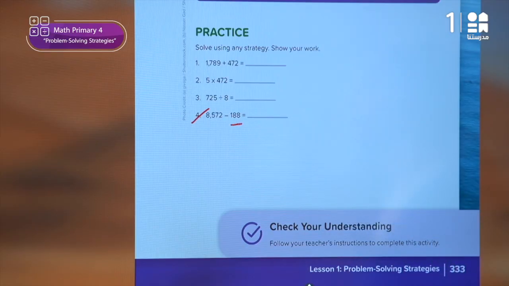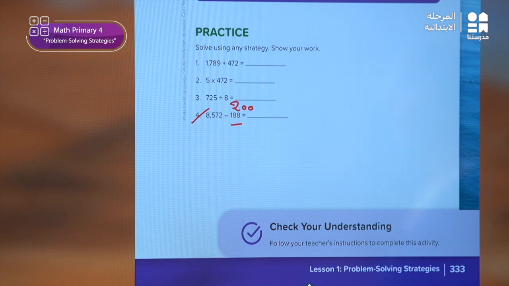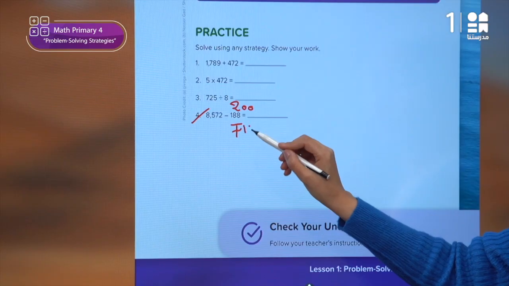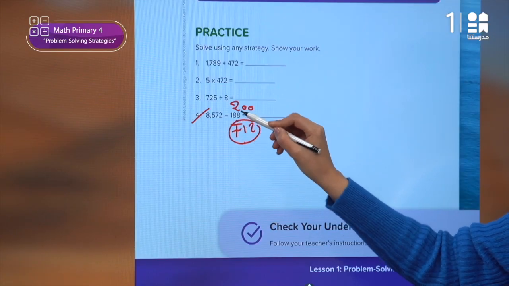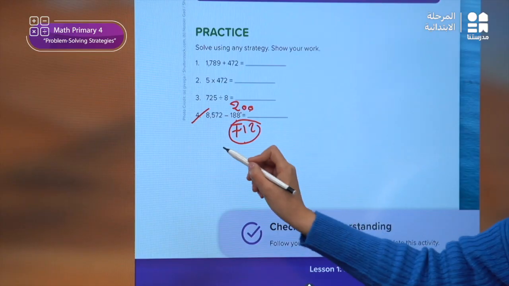We could solve it by using what? By using the compensation strategy, by making a benchmark number. Now we can notice the benchmark closer to 188. Yes, the benchmark is 200. The closest benchmark to 188 is 200. This means I add how many? Yes, I add 12. If I do 188 plus 12, it will give me the benchmark, which is 200. Now let's subtract 200 from the biggest number. So what will I do?